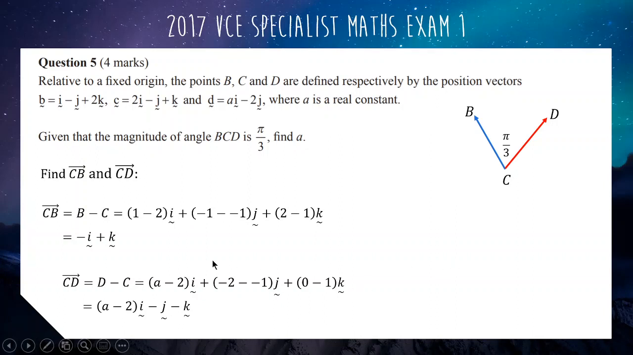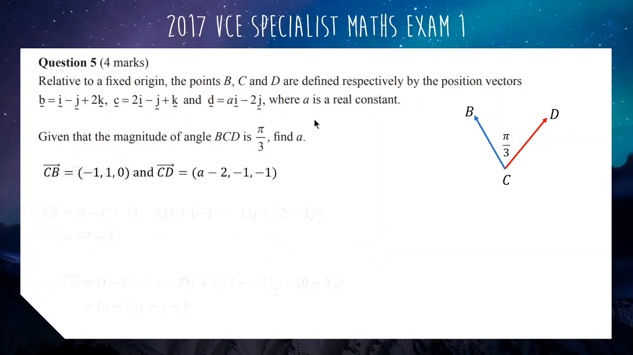So those are our two vectors that are being put together at an angle of pi on 3. As I mentioned before, we're going to use our formula. I'm just going to write these as ordered triples just to save a bit of space. But these are my two vectors. These are not coordinates, all right?